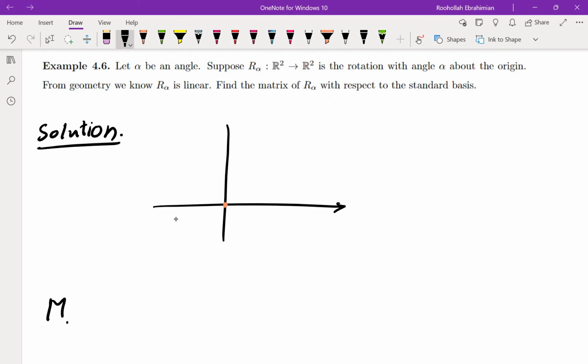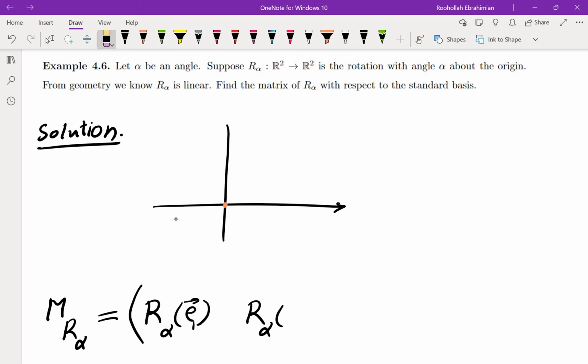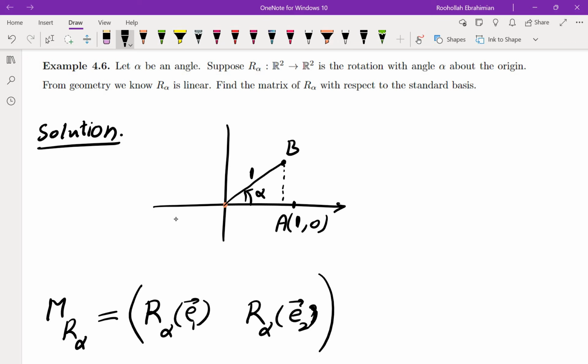If I want to find the matrix of this linear transformation, by the above theorem, I know I would have to find R alpha of E1, R alpha of E2, and put them in the columns of a matrix. That would give us the matrix of this rotation. So how do we find R alpha of E1? E1 is (1, 0). We'll have to take that, rotate it by an angle of alpha, and see what we get. If we rotate by an angle of alpha, the distance to the origin remains the same. Let's call this point A and this point B. I'll have to find the x and y coordinates of this point B. The x coordinate is this length, which is cosine of alpha. In the right triangle ABO, adjacent is cosine and opposite is sine. So this is (cosine, sine).